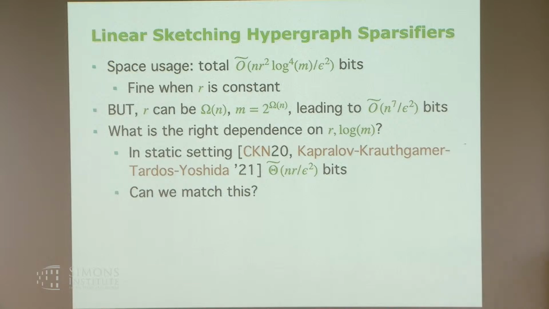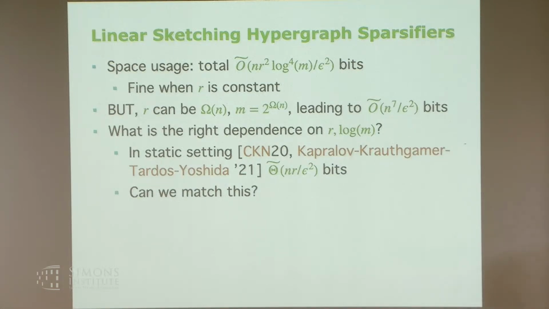But today we'll be interested in what happens when we kind of increase the size of these hyperedges and the number of hyperedges in the hypergraph. In particular, when this arity r approaches n, you can also have m being 2 to the omega n. This total bit complexity would be like n to the 7 over epsilon squared. And it's a natural question to then ask, what is the right dependence on r and log m?